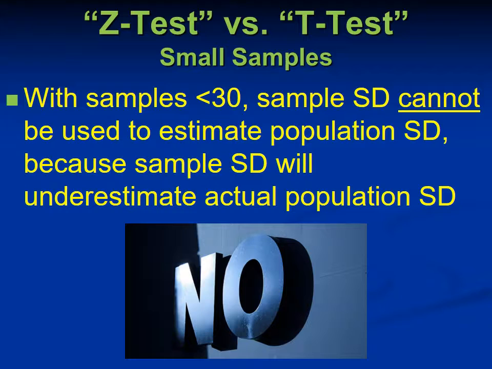So with samples fewer than 30, you're going to see a t-table being used, or what you're going to see is a t-score.